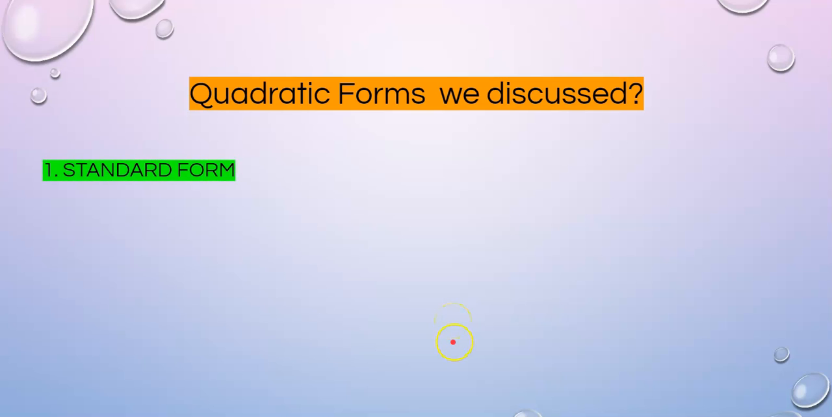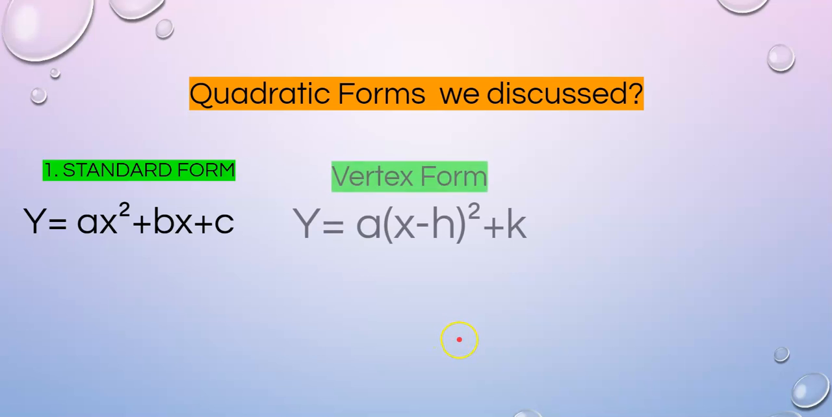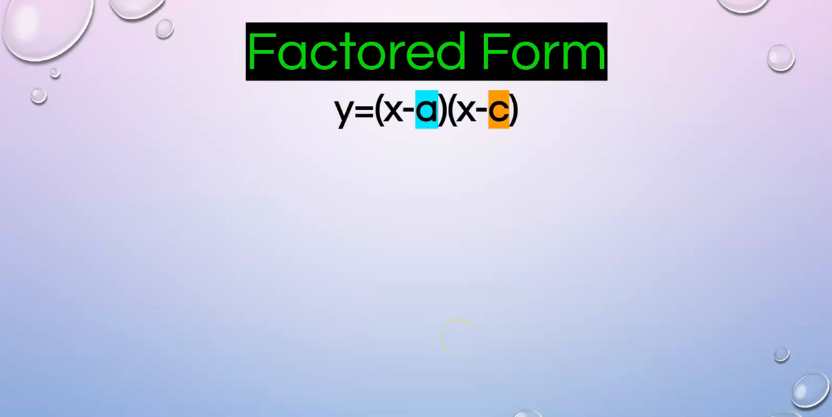Okay, over the past couple of days, we have looked at quadratic equations that are written in standard form. Okay, we have looked at quadratic equations that are written in vertex form. Today we're going to take a look at quadratic equations that are written in factored form. Okay, and as you can see, I have a here highlighted and I have c here highlighted.